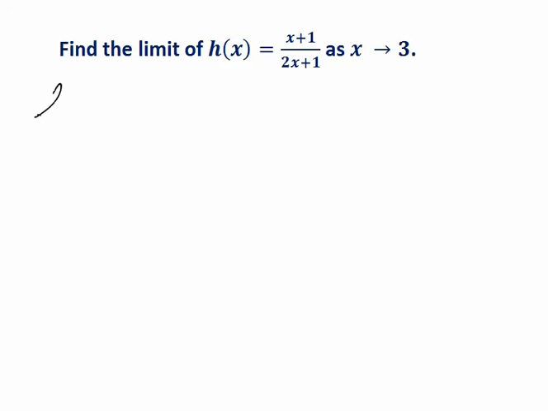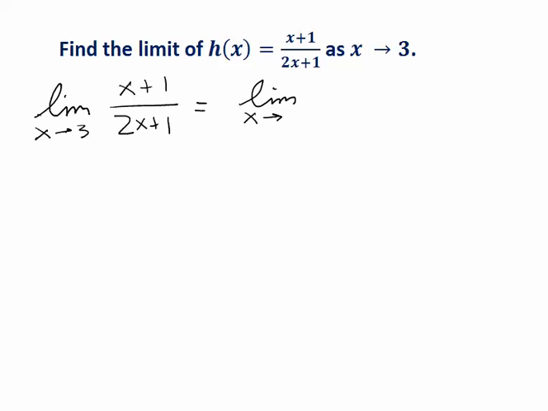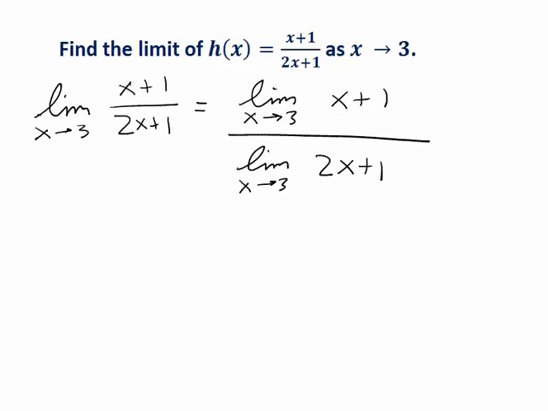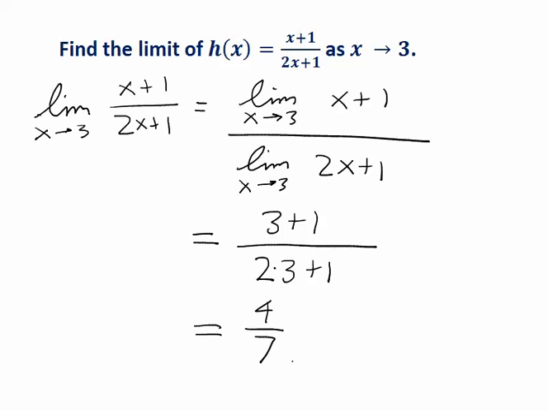We can calculate the limit as x approaches 3 of x plus 1 over 2x plus 1 by taking the limit of the numerator divided by the limit of the denominator. And then if you calculate each of these limits using the same approach that we did in the last example, you're going to end up with 3 plus 1 for the limit in the numerator, and 2 times 3 plus 1 for the limit in the denominator. And the total result can be simplified as 4/7.